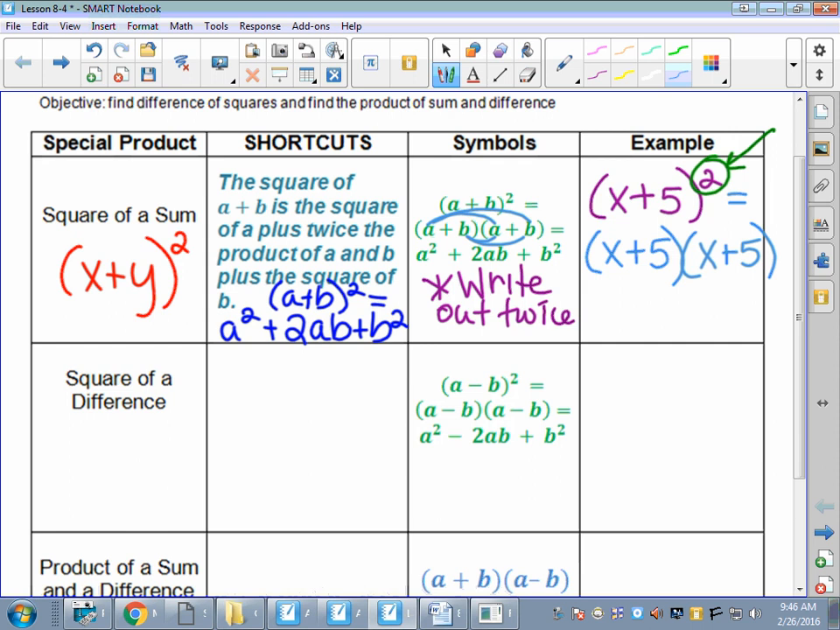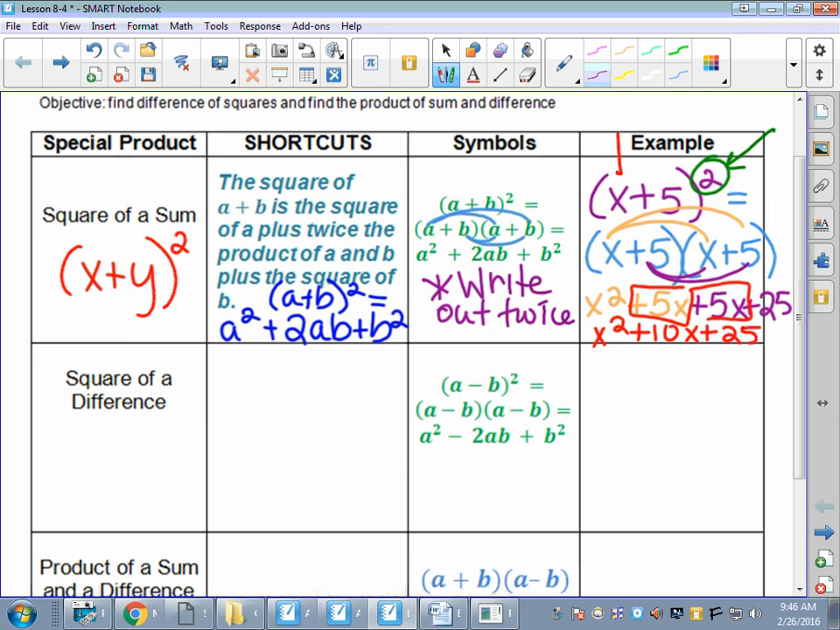So when you do that, think distributive property, think FOIL, think however you're going to do this. I'm going to do the lines. First times first is x squared. Outsides is x times 5, or a positive 5x. Insides is plus 5x. And last terms is plus 25. Combine these two like terms, 5x and 5x, and you get x squared plus 10x plus 25.